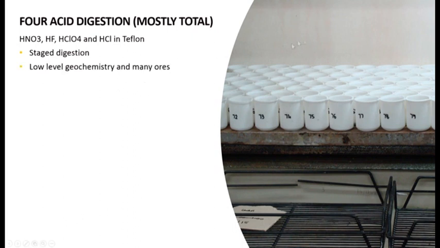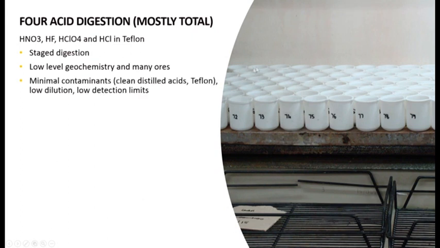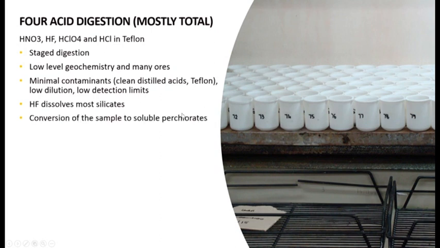It's applicable to low-level geochemistry and many ores. Minimum contaminants, you're doing the digestion in Teflon. It's a low dilution, so you can get your low detection limits. HF dissolves most silicates, in fact almost all of them. And what you're doing is essentially converting your sample to a soluble perchlorate form. You leach that up in hydrochloric acid, and you take it across to your instruments.